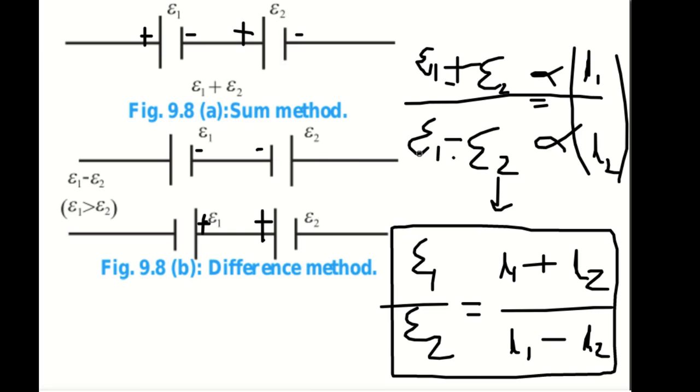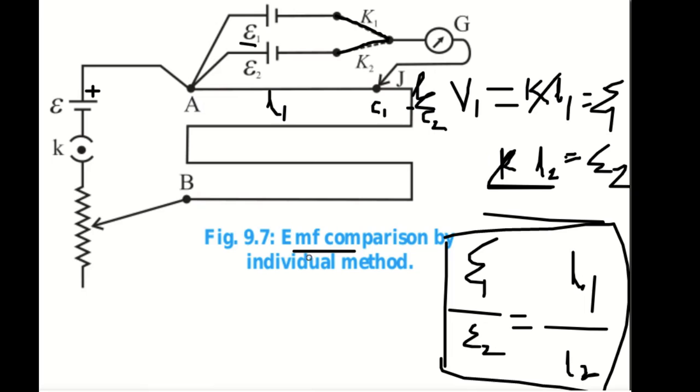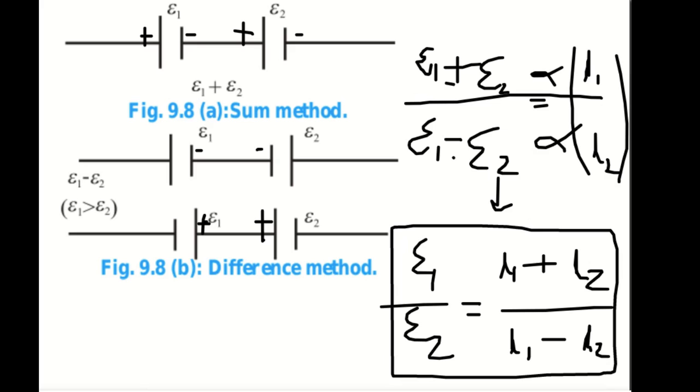So in this way, using the sum and difference method, we can compare two EMFs, or as we saw earlier, using the parallel method. Here we attach the EMFs in parallel, and in this method we attach them in series. So this is just the first application of the potentiometer. In the next video we will see a few more applications of the potentiometer. Thank you.